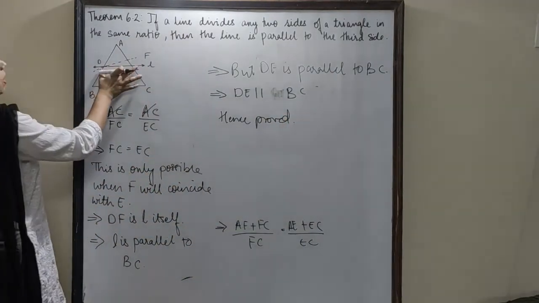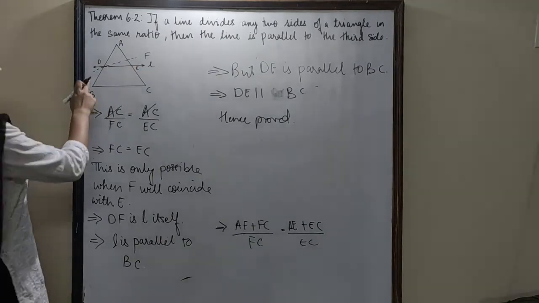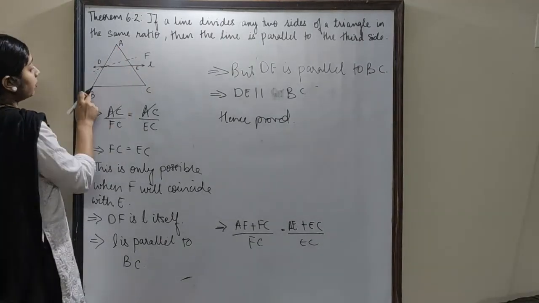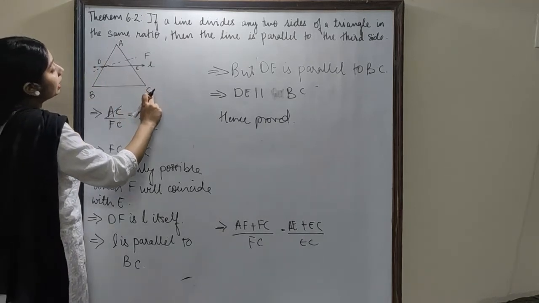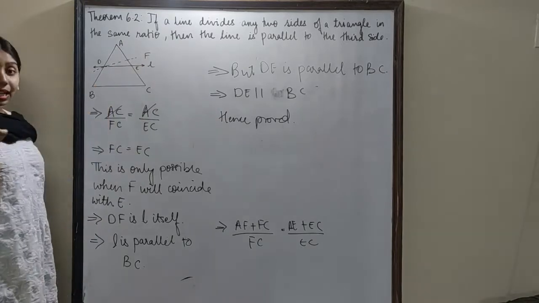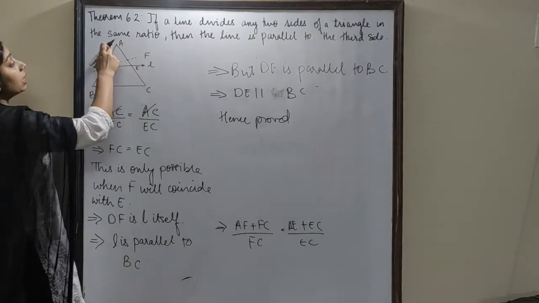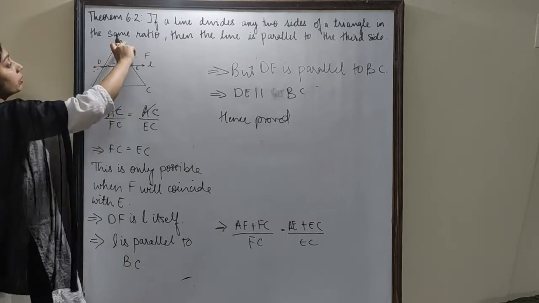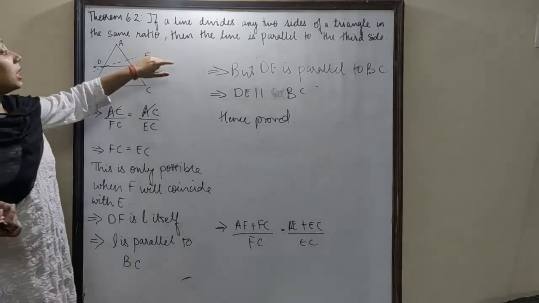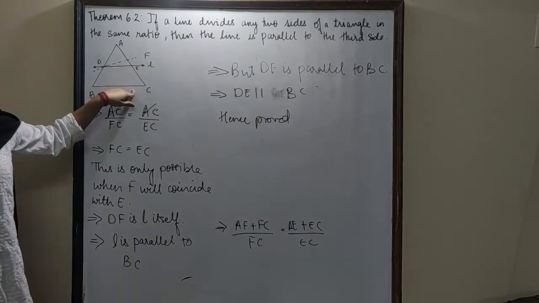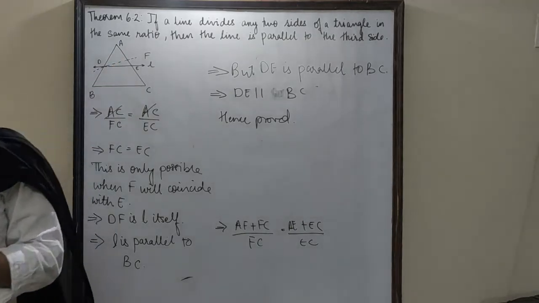If a line is dividing any two sides of a triangle in the same ratio, this is a line which is dividing AD in two parts, AD and DB, and it is dividing line AC into two parts, AE and EC. Now, if it is dividing it into two parts, then the ratio, that is AD upon DB equals to AE upon EC, should be the same. They should be equal. Then the line is said to be parallel to the third side. Is that clear, children? Hence proved. Copy down this much.